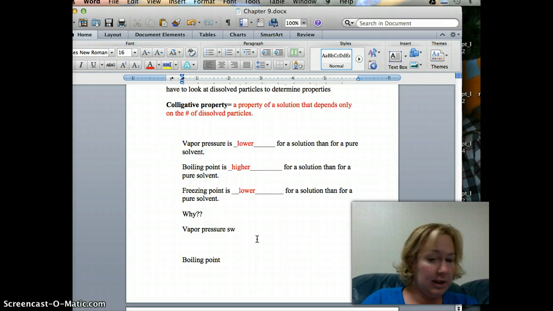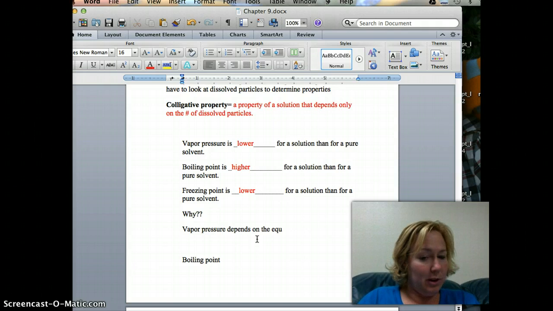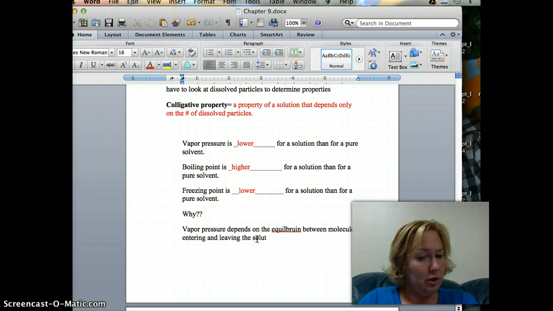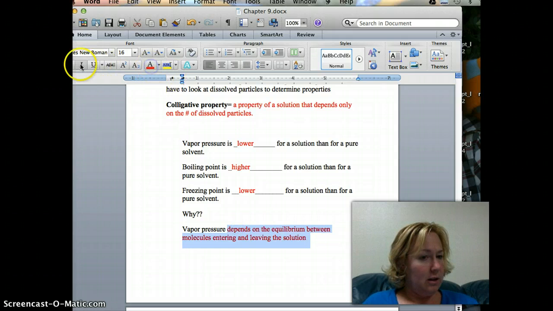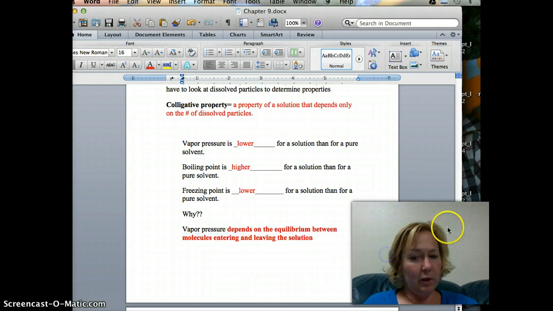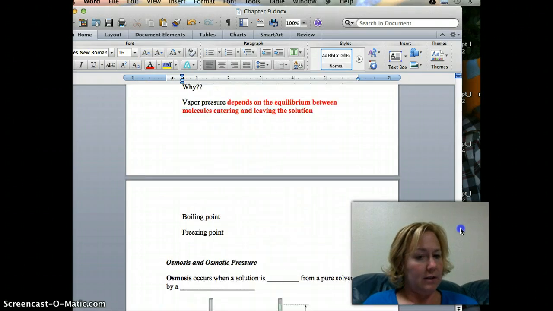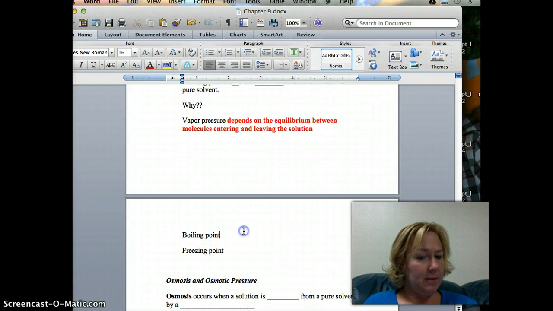Do I have anything on that? Again, it depends on the equilibrium between molecules entering and leaving the solution. We will fix the way things are spelled, and I will put it in red, and I will even make it bold for you. Okay, that is vapor pressure, and it's the same thing.